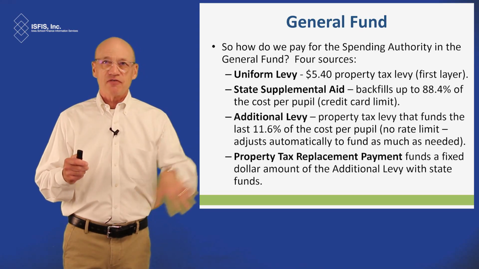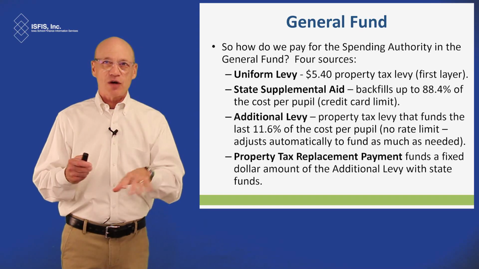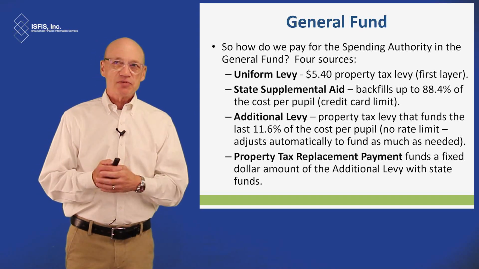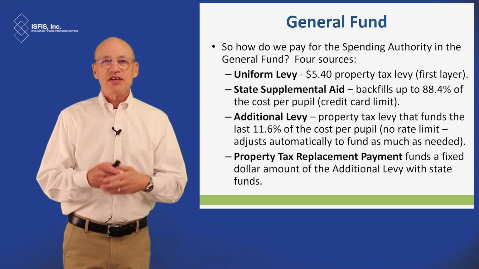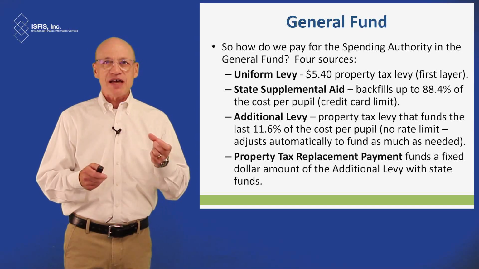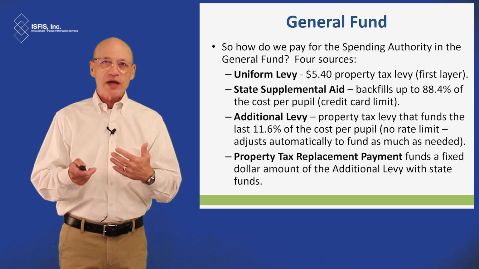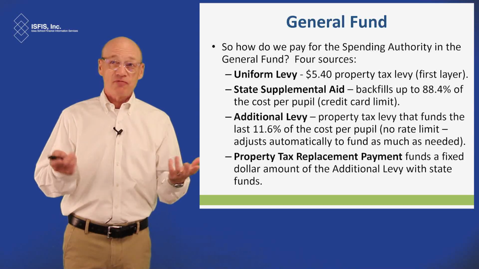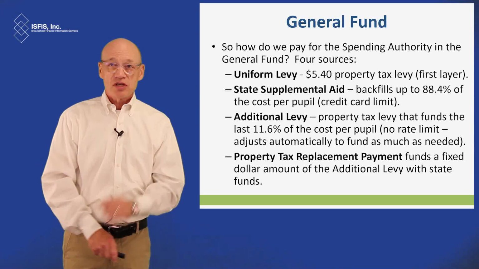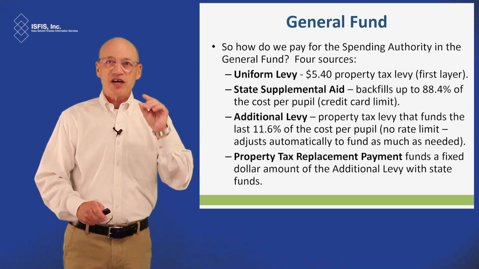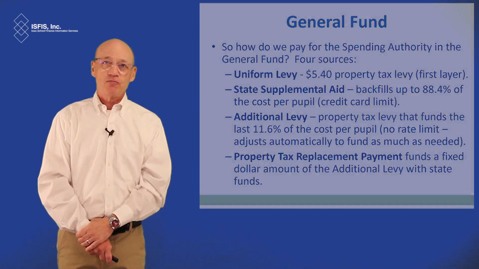First thing we do is levy a $5.40 uniform property tax levy that just generates whatever it generates. The state then backfills up to 88.4% of that cost per pupil, or that credit card limit. The additional property tax levy is a property tax which funds that final 11.6% of that cost per pupil. Now there's no rate limit on it; it adjusts automatically to fund as much as needed. And then the property tax replacement payment, which is the state amount which offsets some of the property tax which would have been formally funded by that additional property tax levy.